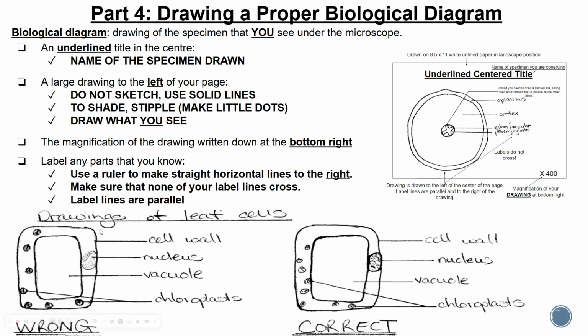And over here you'll see something was shaded in. It was colored in. You don't want to do that. You want to just make little dots. So dot, dot, dot, dot, dot to show shading. That's called stippling. Okay? So no shading in, you do stippling instead.